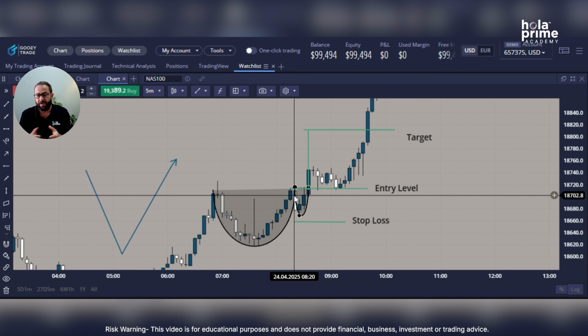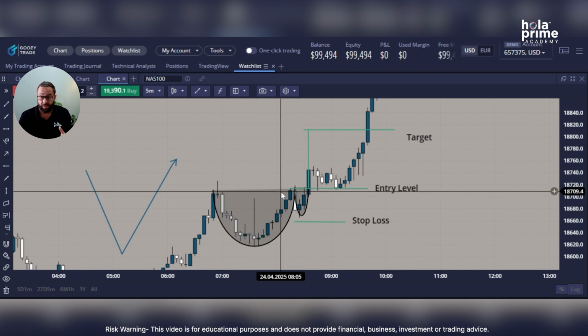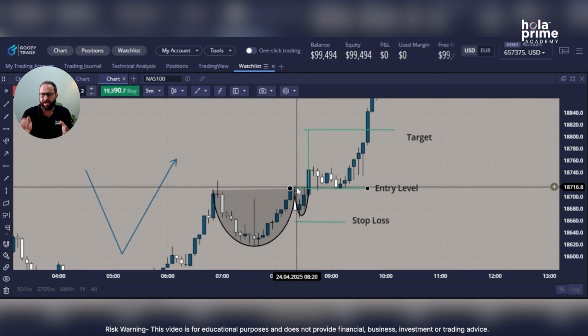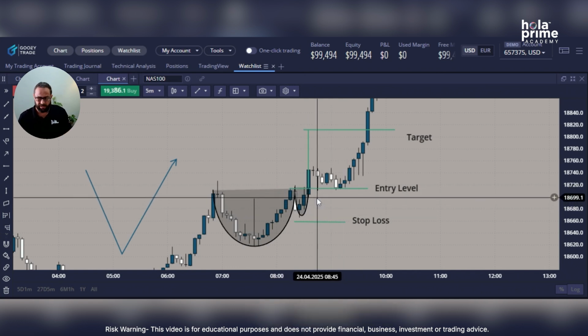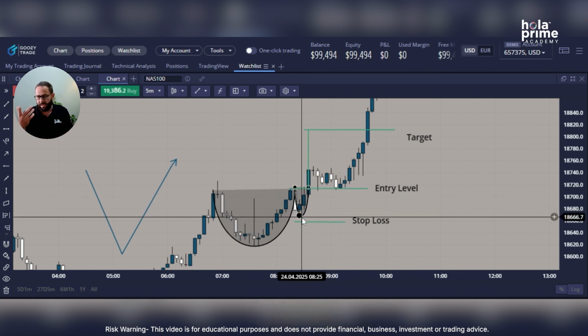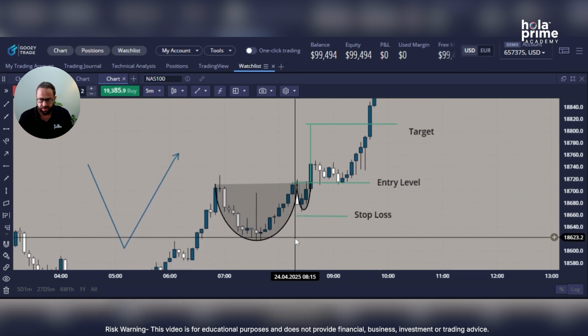And hopefully next time when you spot one of these on your chart, it'll be easier for you to draw that shape out and also know where to place your targets when you get that breakout finally after the handle part, and also where to place your stop loss.